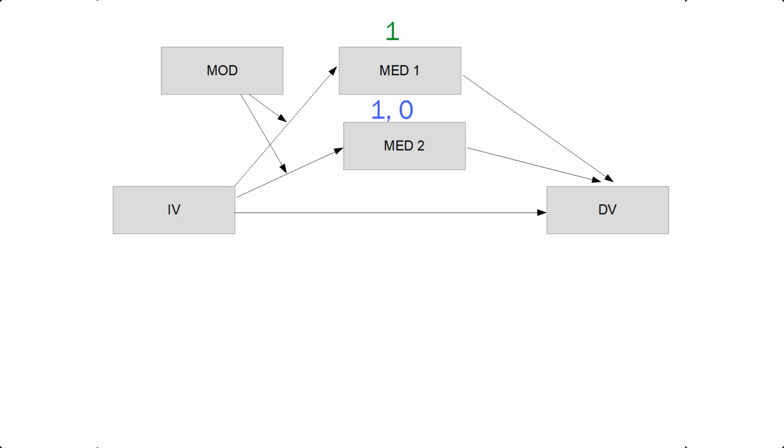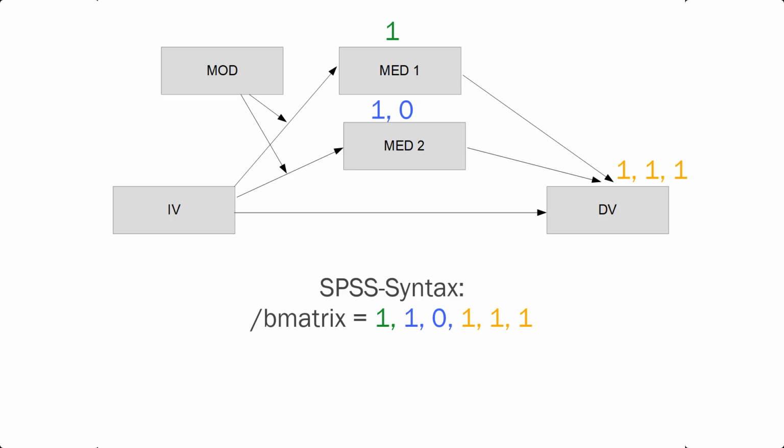And for the dependent variable, we want an effect from the independent variable, 1. We want an effect from the mediator 1, another 1. And we want an effect from the mediator 2, another 1. And taking all those numbers together, we have our B matrix: 1, 1, 0, 1, 1, 1. This is the way we would use this matrix with PROCESS for SPSS. And this is the slightly different way we would write this matrix for PROCESS with R.